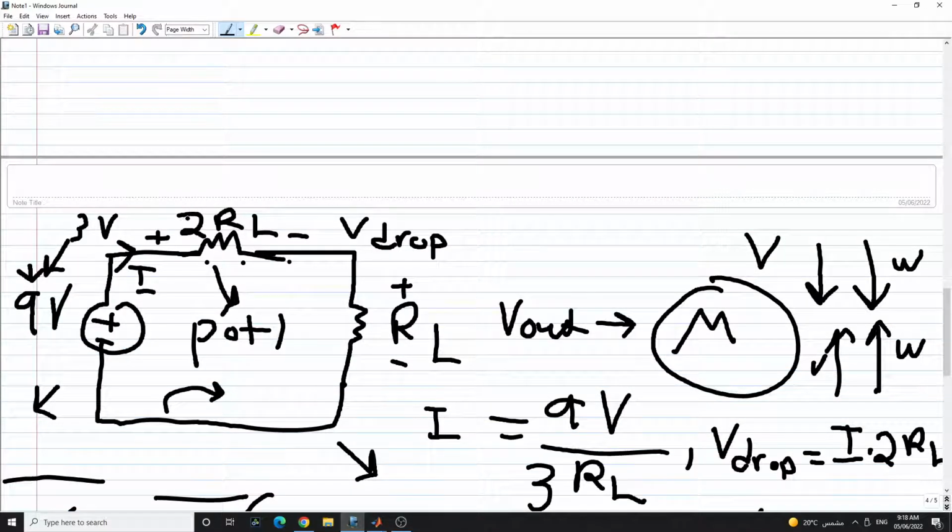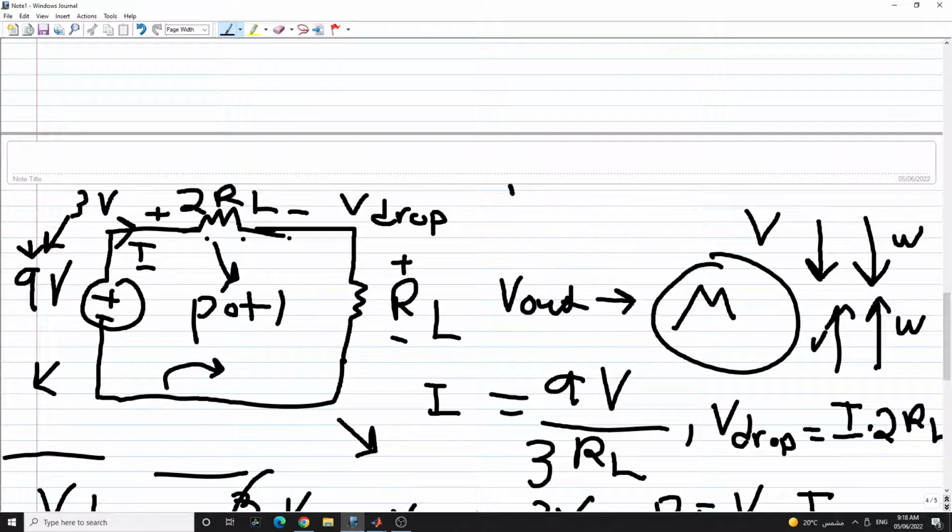Now, imagine if we increase this resistance even more, 5RL, 10RL, and so on. The efficiency is going to keep on dropping as we increase the resistance more and more. And so as the efficiency keeps on dropping, we're going to keep on paying even more and more money.